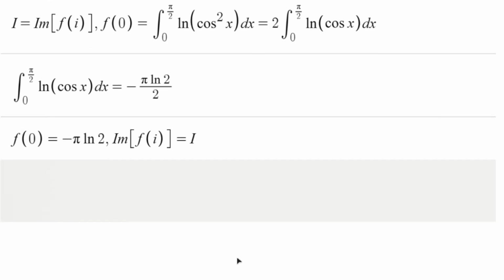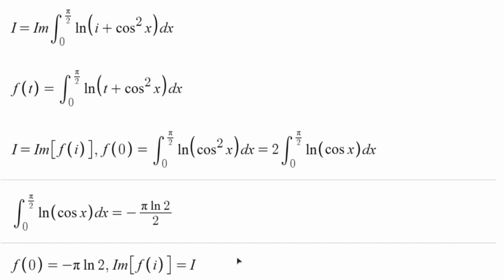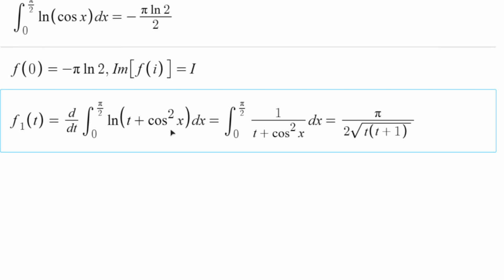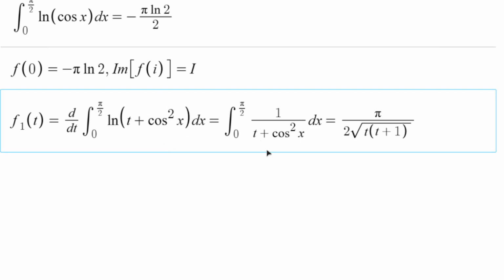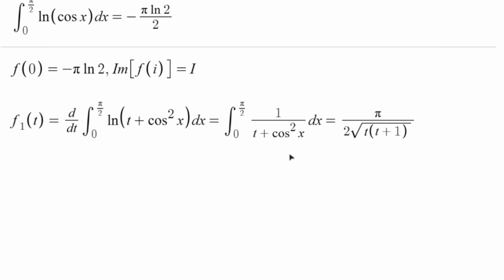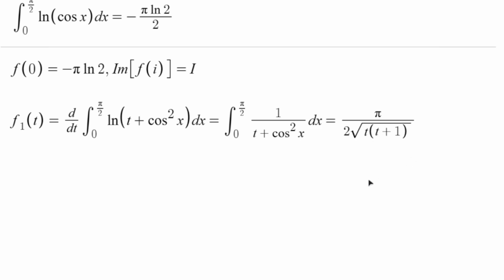Okay. So now we're going to use the Leibniz rule for differentiation under the integral sign to differentiate our f of t with respect to t. And we can do that just by taking the partial with respect to t of the integrand, which is going to give us this. And this can actually be evaluated with traditional integration techniques. I'm not going to show the work there. But that will evaluate to pi over 2 times the square root of t times t plus 1. And you can write that different ways, but this is just how I chose to write it.